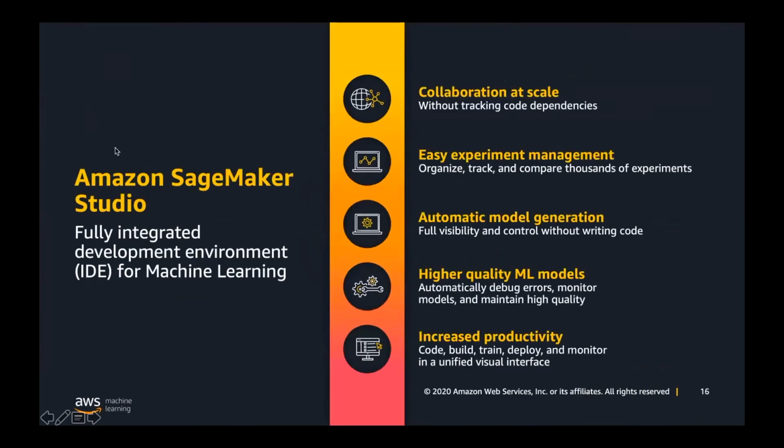Before I talk about Ground Truth, let me talk about SageMaker Studio. SageMaker Studio is a visual integrated environment. It's one IDE that lets you run the complete machine learning workflow from zero to end. SageMaker Studio unifies all the tools that machine learning developers usually need. So you can write your code, track experiments, visualize your data, and perform debugging and monitoring all in one environment.